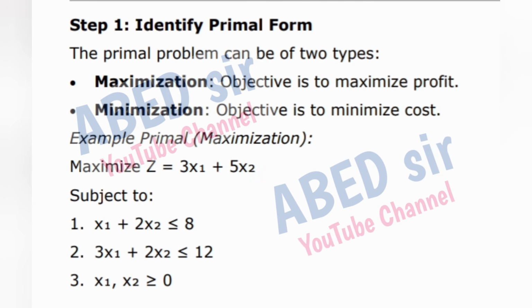Step 1. Identify primal form. The primal problem can be of two types. Maximization: objective is to maximize profit. Minimization: objective is to minimize cost. Example primal maximization. Maximize z is equal to 3x1 plus 5x2. Subject to 1. x1 plus 2x2 less than or equal to 8. 2. 3x1 plus 2x2 less than or equal to 12. 3. x1, x2 greater than or equal to 0.